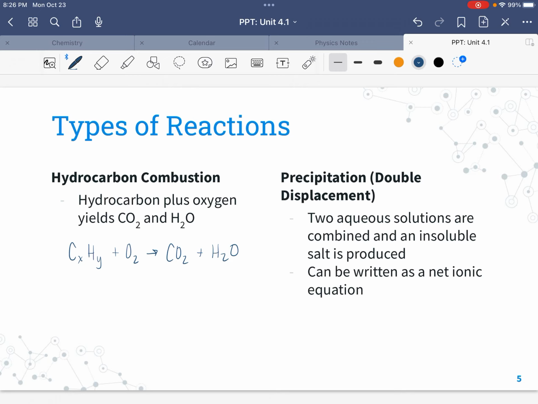And then we also have our precipitation types of reactions. So double displacement, also single displacement.